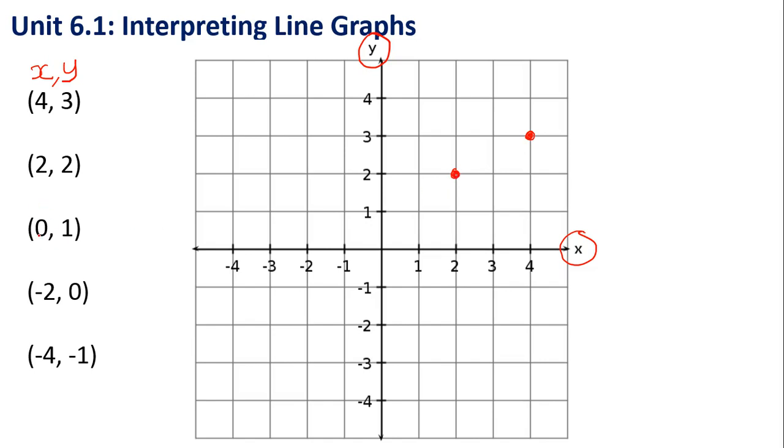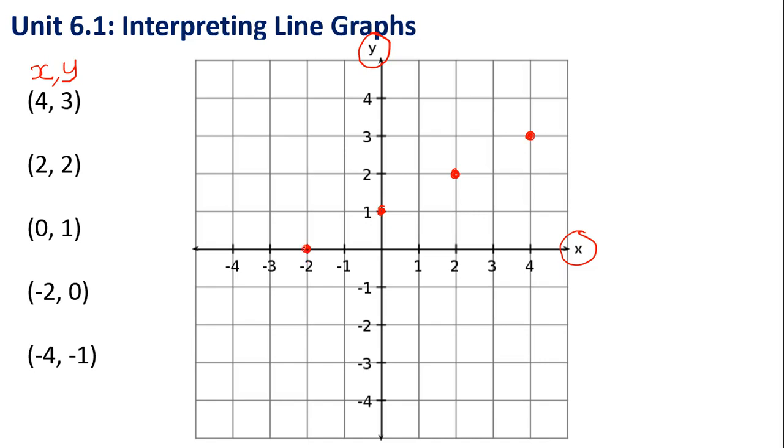The third one, 0, 1. So on our x-axis, x equals 0, so we don't need to move along the axis. We're at the origin, and then we've got to move up to y equals 1. So that point 0, 1 is there. Negative 2, 0. Again, on the x, we've got to move to the left this time to find negative 2. And then we don't need to move up or down. We're already at y equals 0. So that point will be there.